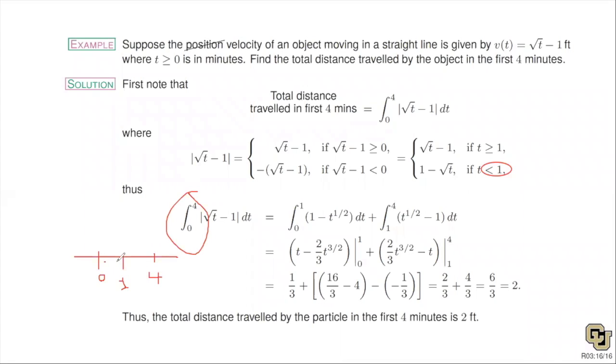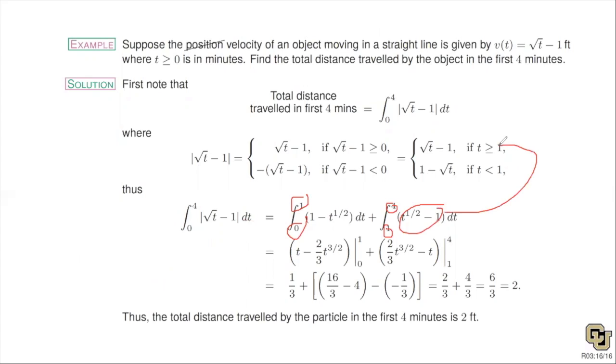So I do an integral from 0 to 1, and we use the appropriate definition when t is less than 1. You have 1 minus root t. So here's the integral from 0 to 1. And then 1 to 4. And I've plugged in the appropriate definition in each region.